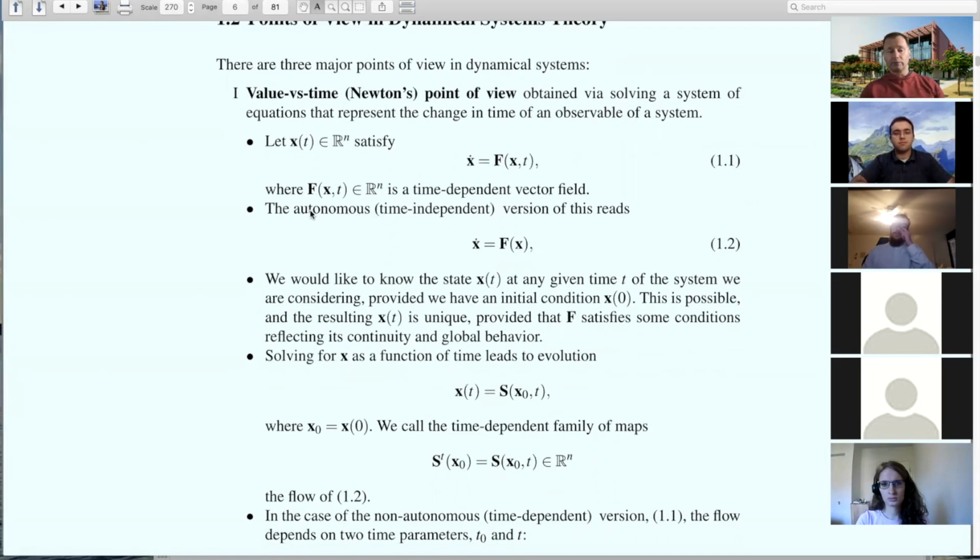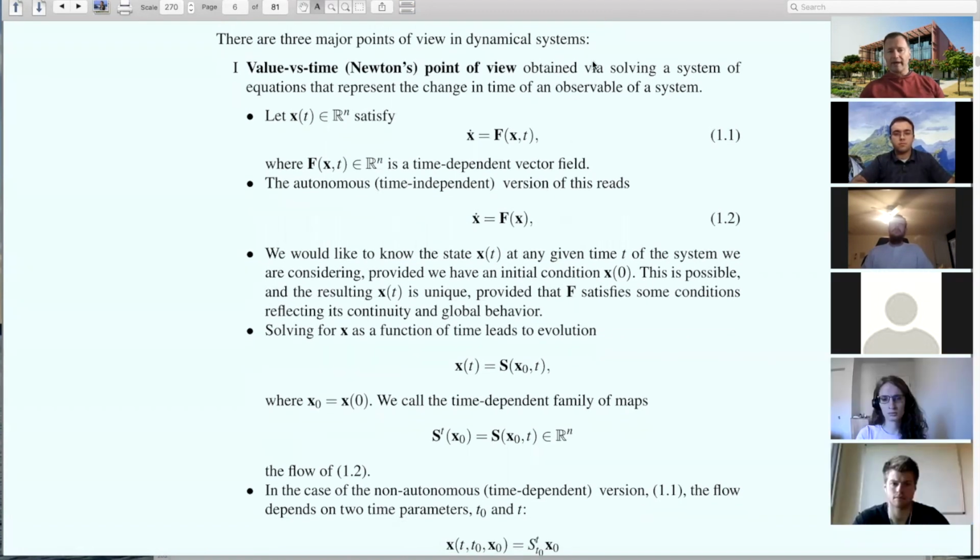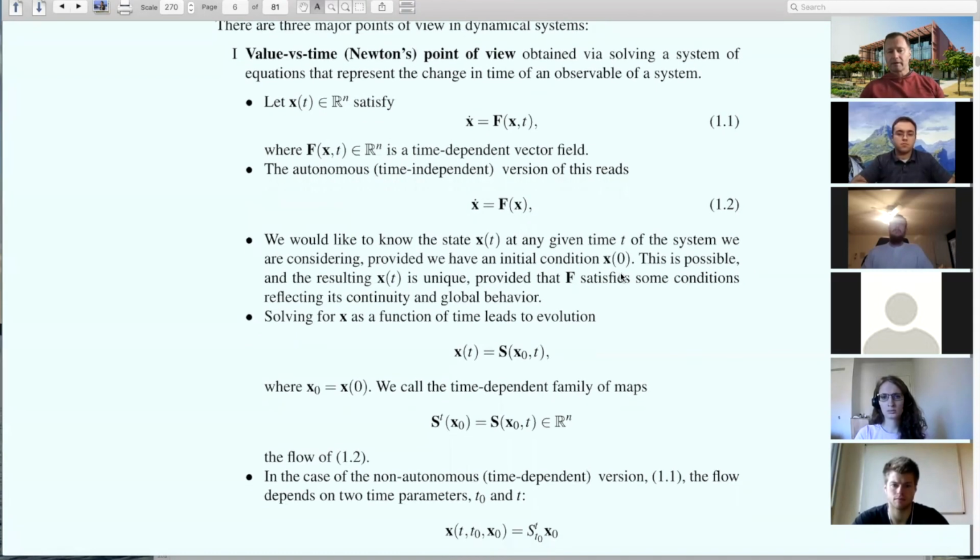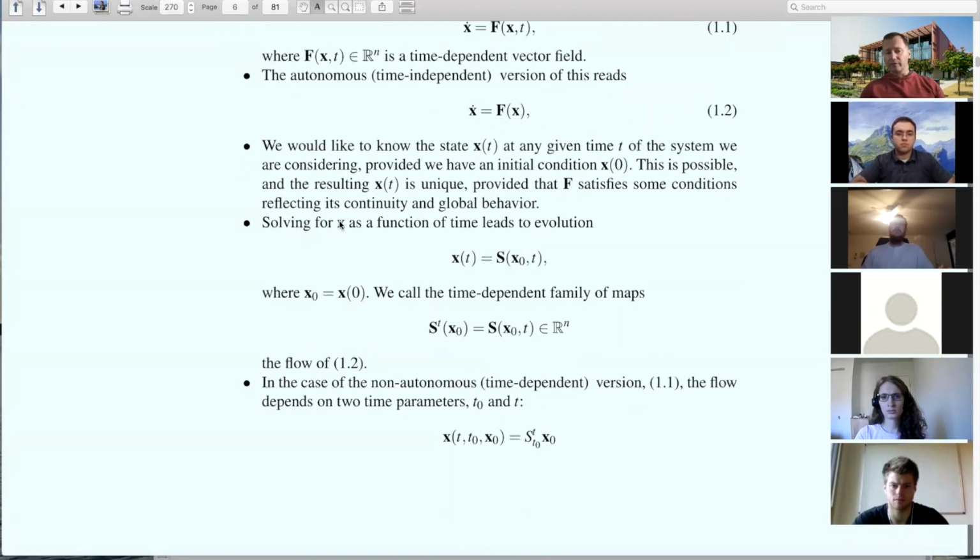If we restrict to the situation where the system is autonomous, we would get x dot is equal to f of x. And it would be quite valuable that we obtain x as a function of time here, plug it into the left and the right side. And if they're equal, that's a solution, provided we give it an initial condition x of 0. That's a solution starting from some initial condition. And solving for x as a function of time then leads to this evolution.